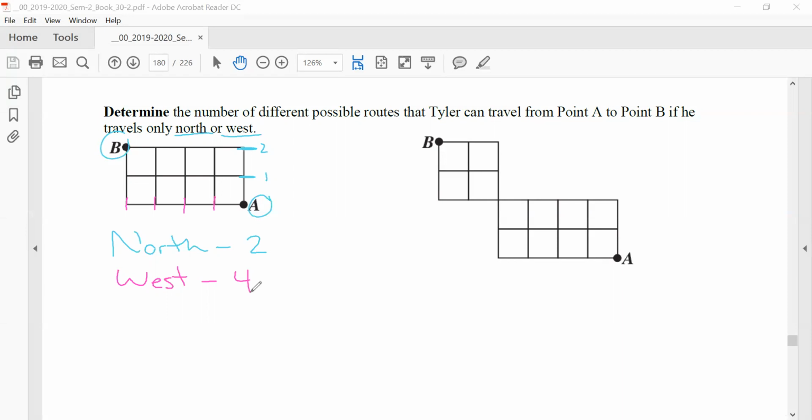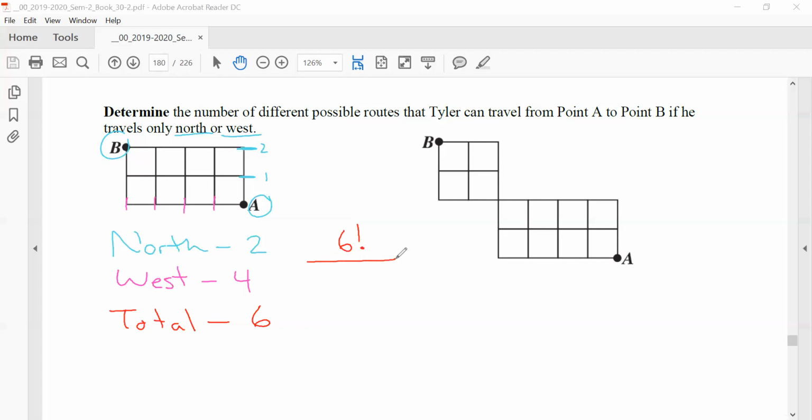Then what I'm going to say is, how many moves do I have to make in total? Well, if I went 2 north and 4 west, that means I had to go 6 moves in total. Okay, how does this help me solve the question? Well, I need to essentially arrange these things, how many ways I'm going to go north and how many ways I'm going to go west. So I know I have to do 6 moves. So 6 factorial.